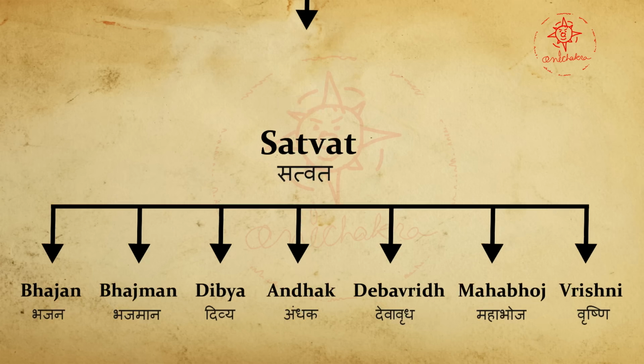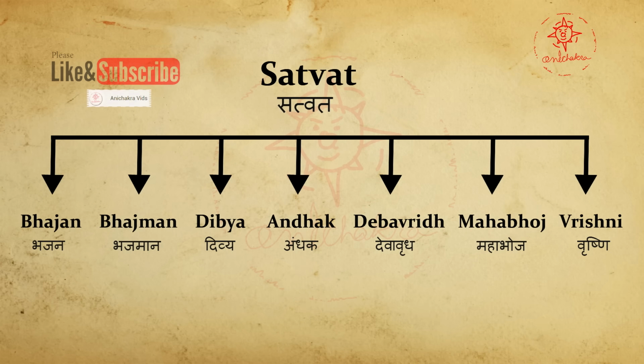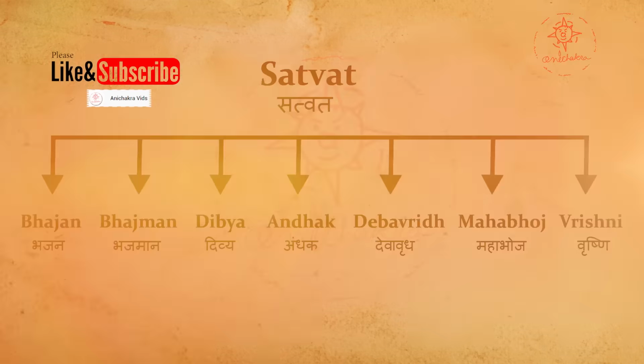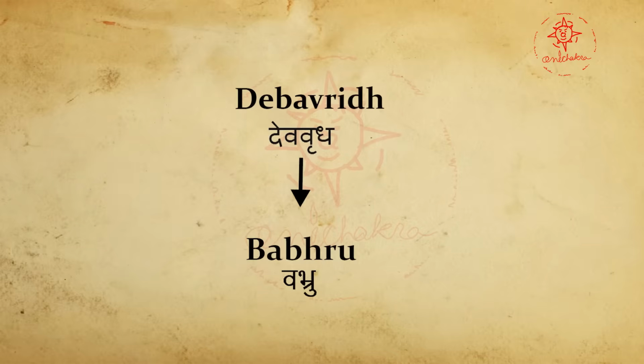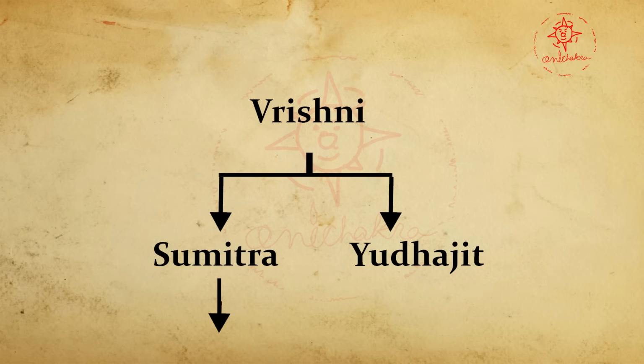Now Satvat had 7 sons. They were Bhajan, Bhajaman, Dibya, Andhak, Devabridh, Mahabhoj, Vrishni. Bhajaman's descendants were Nimi, Krikan, Vrishni, Shatajit, Sahasrajit, Ayuthjit. Devabridh had 1 son, Babhru. Vrishni had 2 sons, Sumitra and Yudhajit.